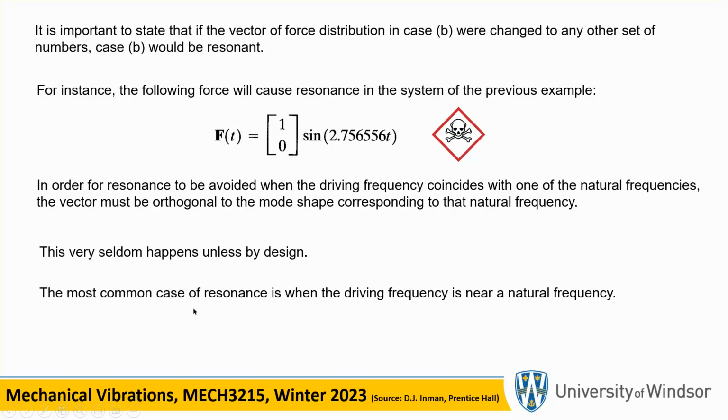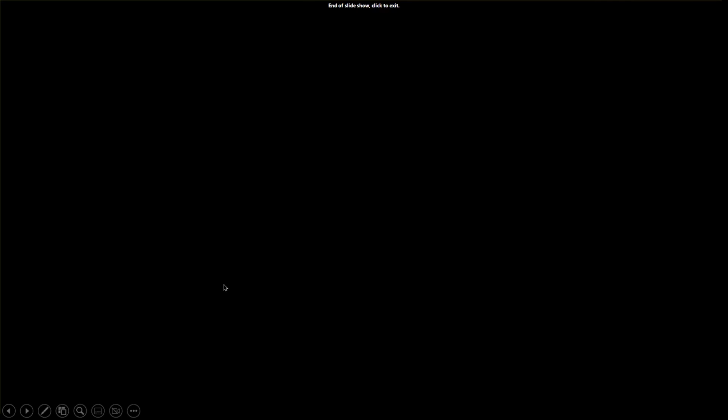And therefore, the most common case of resonance is when the driving frequency is near a natural frequency. Unless that F is selected in a very special way, you may not have a resonance case, but generally speaking, that is not the case. If your natural frequency matches the driving frequency, unless it was done by design, you should expect resonance, just like in a single degree of freedom system. And that takes care of the presentation for today. Good luck.